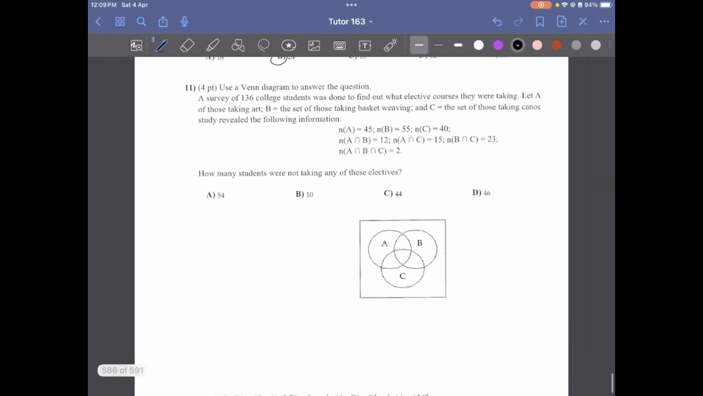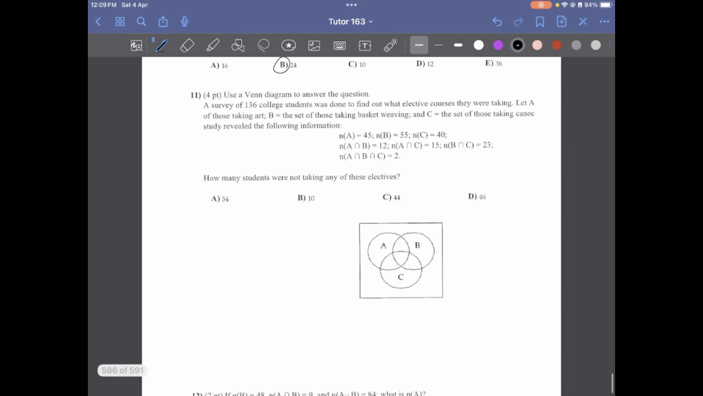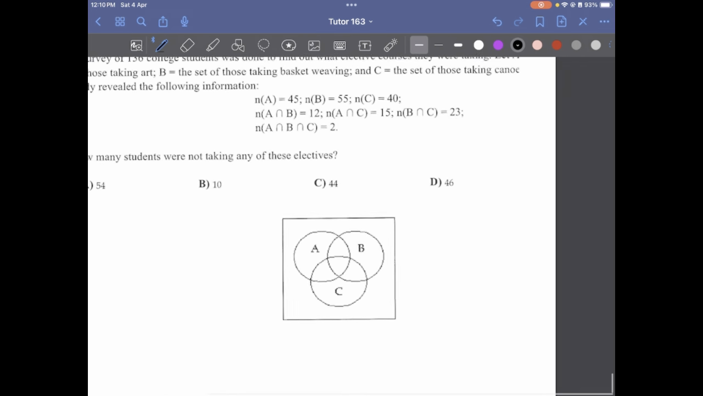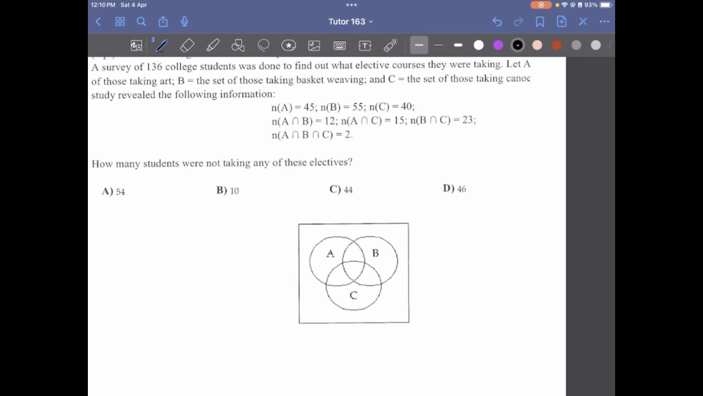Okay, so number 11. Use a Venn diagram to answer the question. A survey of 136 college students was done to find out what elective courses they were taking. Let A be the set of those taking art, B the set of those taking basket weaving, and C the set of those taking canoe study. How many students were not taking any of these electives? So the total number of students in A is 45, the total number in B is 55, the total number in C is 45.